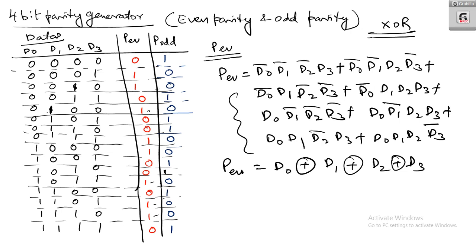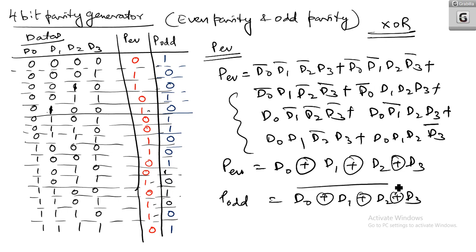Whereas if you are looking at the odd parity, what is odd parity? Odd parity is the exact complement of even parity. So you can write odd parity as D0 XOR D1 XOR D2 XOR D3 whole bar. Okay. If you look into the odd parity, you can see that it is the exact complement of even parity. So 0 1 1 0 1 0 0 1 1 0 0 1 1 0. So that is odd parity.